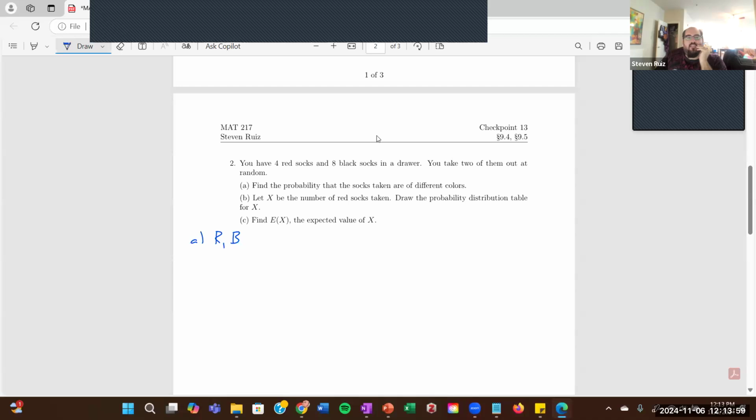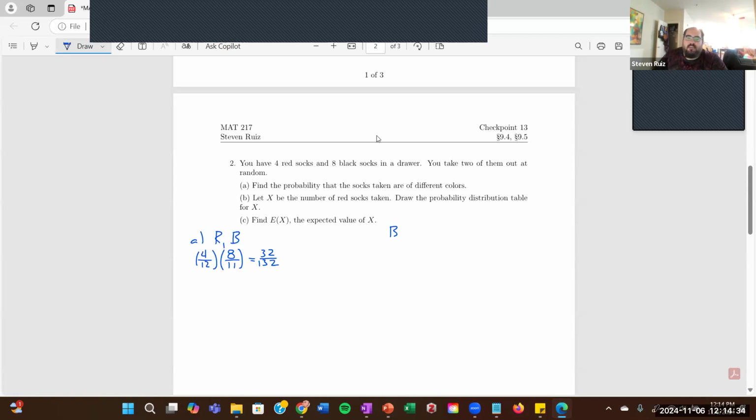What's the probability that I take a red sock first? I think that is going to be 4 of 12. All right, so assuming I do that first, then what's the probability I take a black sock? It's 8, not out of 12, but 11. So all told, this comes out to be 32 out of 132. Is that right? 1, 2, 2. Okay, good.